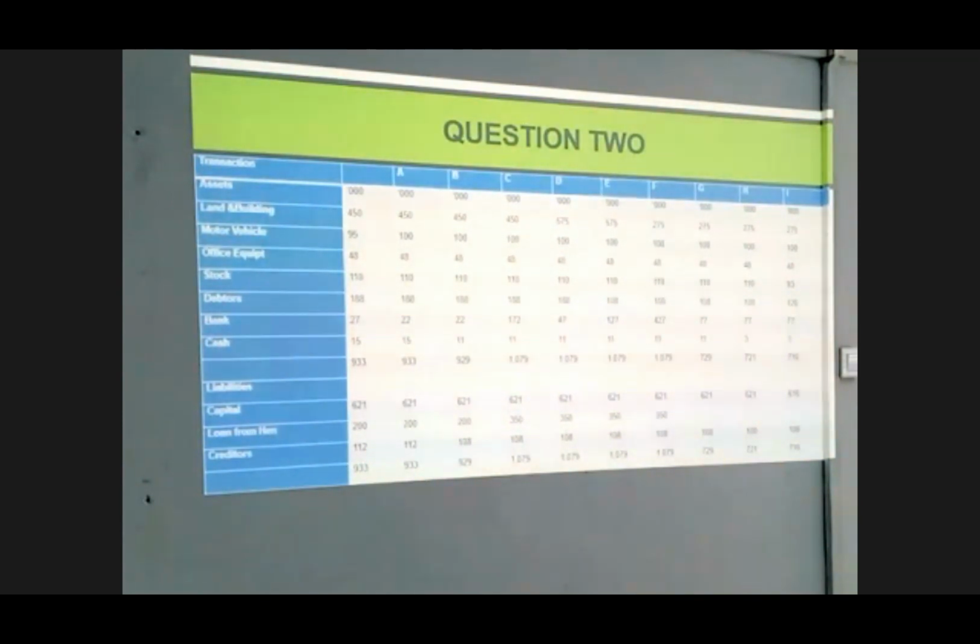Good. So then we are comparing what? D and E. Any change here? What about motor vehicle? Office equipment? Stock? Debtors? Yes. Any change here with debtors? No, it's not about this debtors, remember this. What has changed?